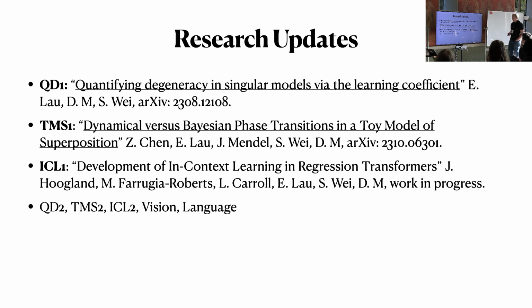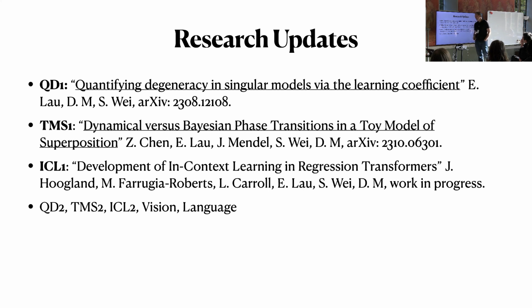I want to flag some of the other things we're doing, just because some of the people are here and then you'll know something to talk to them about. So Zach and Edmund are thinking about better ways of doing some of the stuff in the Quantifying Degeneracy paper. There's a follow-on paper from TMS1. I apologize for the acronyms, but this is just how we talk about them and you're going to have to suffer through our code language.